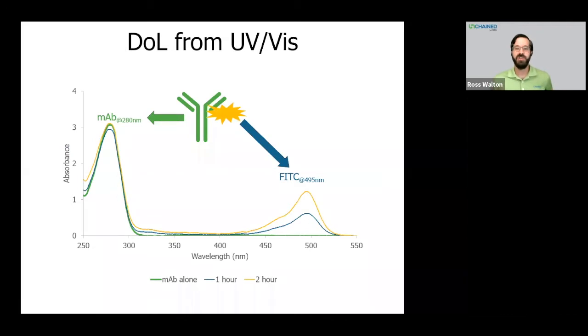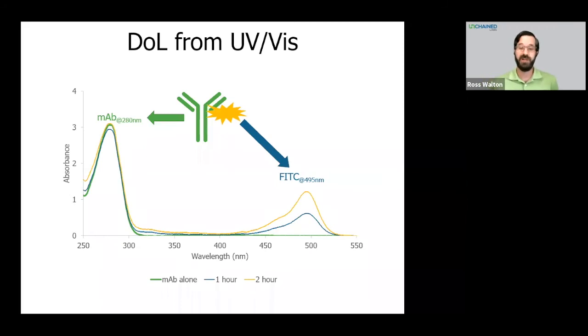So here we actually have the full UV-Vis spectrum of the monoclonal antibody alone in green. You can see its nice peak at 280 nanometers and then flat across the rest of the absorbance spectrum. And then we also have on here the 1 hour incubation step in blue and the 2 hour incubation step in yellow. So like the ADC mimic, you can see the 2 absorbance peaks, one at 280 nanometers for the protein, but another one at 495 nanometers over here, which is the absorbance maximum of the conjugate FITC.